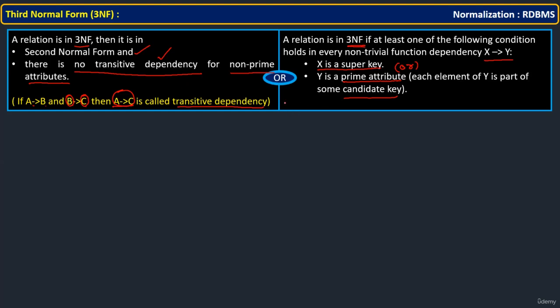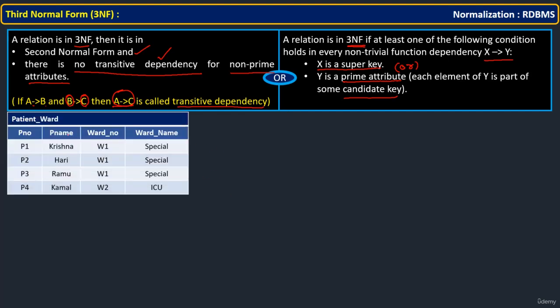Let us observe these two statements with a simple example. Here we are going to take, as usual, one simple relation table, the patient ward table. Observe that patient number is here, patient name, in which ward that patient is, and what is that ward name. Here the primary key is P number, which you can derive from the FDs. If you find the closure of P number, we are able to derive all other attributes. So the key is P number. Okay, fine.